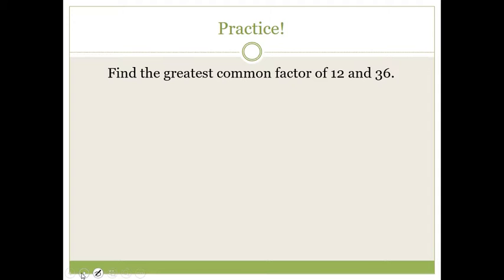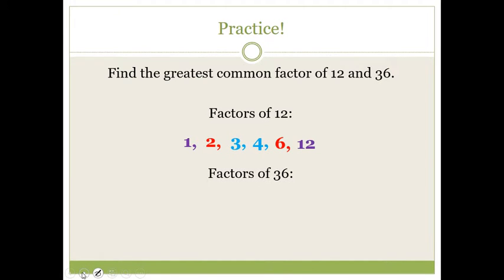36 by listing out all their factors and finding the largest number on each list. Alright, let's start by listing the factors of 12. Factors of 12 are 1 and 12, 2 and 6, and 3 and 4. The factors of 36 are 1 and 36, 2 and 18, 3 and 12, 4 and 9, and 6.